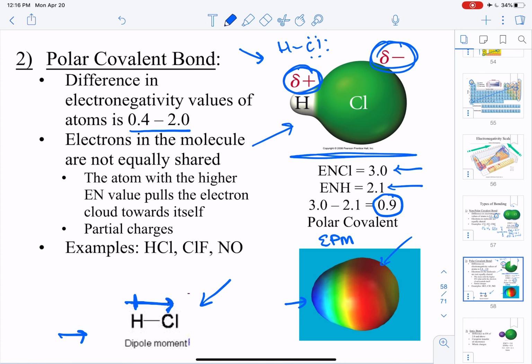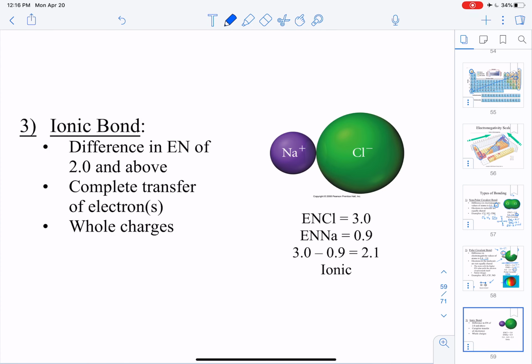Okay, so what happens when we have a difference in electronegativity that's greater than 2.0? And again, remember there's some wiggle room on the 2.0. So sometimes we'll see a 1.8 or a 1.9. That means that one of the atoms has enough strength to completely steal an electron. Instead of sharing it unequally, it just takes it. And that happens in this example right here.